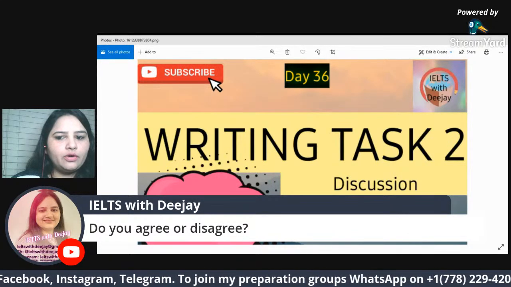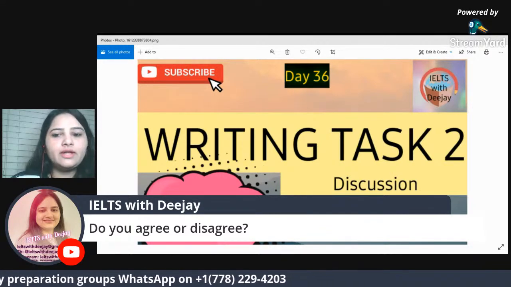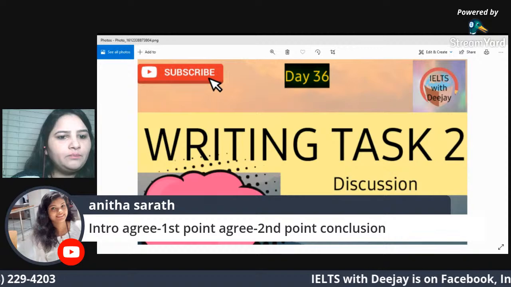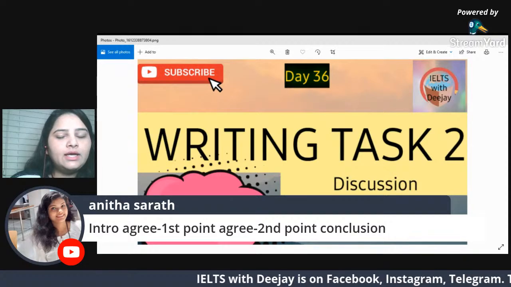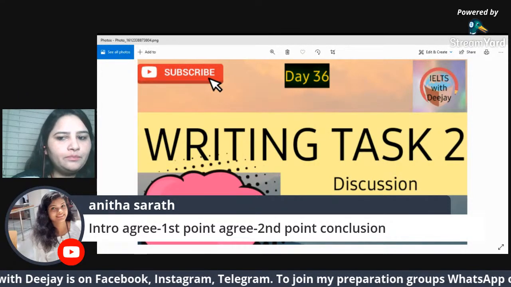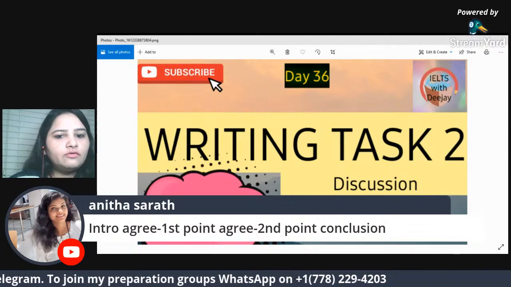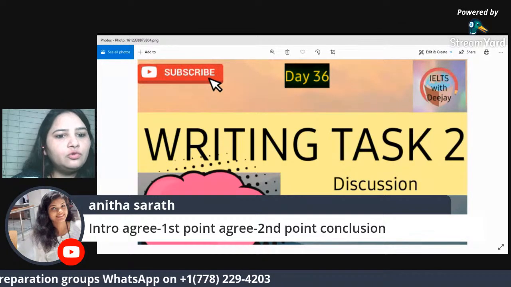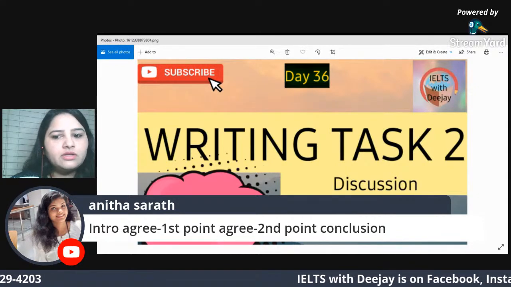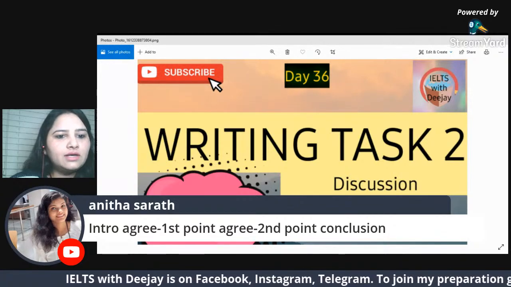Intro, agree, point second. If you are going for agreement, then you have to pick this one. Because in do you agree or disagree, we have to pick one side only. Either we can go for the agreement or we can go for the disagreement. We cannot write both because that is going to contradict with our opinion. So if you are saying you agree, then you have to give two valid points for the agreement. And if you are saying disagreement, then you have to give two points for the disagreement. This is what we have to do in this type of question.